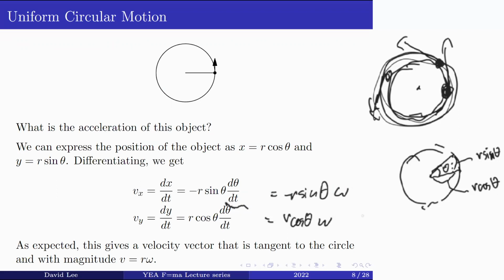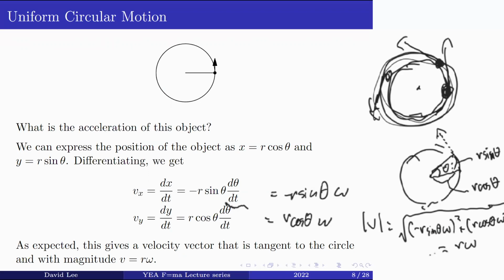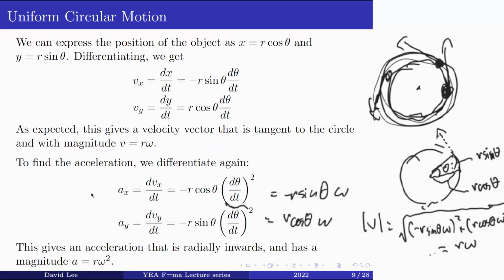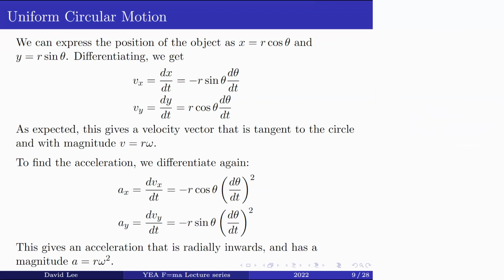So then what is this velocity? If you draw it out, all it's doing is it's tangent to the circle as we expected, and its magnitude is the square root of negative r sine theta omega squared plus r cosine theta omega squared. And this is just r omega, like we expected. Okay, now we have its velocity, and we can just differentiate again to get its acceleration. So those were our formulas for the velocity. Now if we differentiate again, we will get these formulas for acceleration.